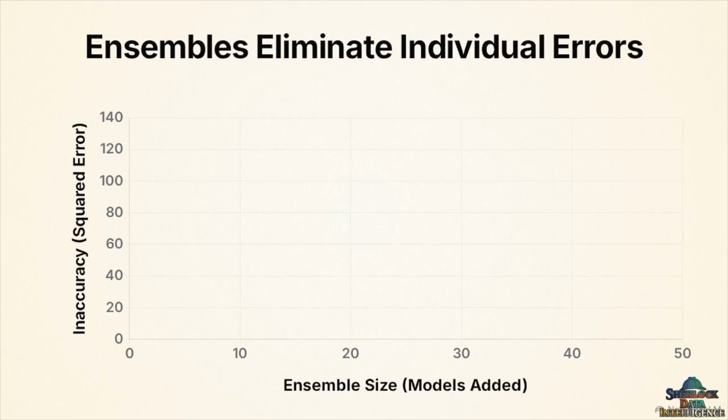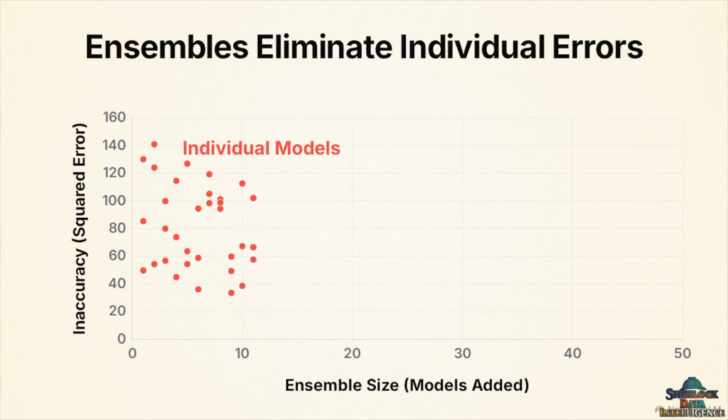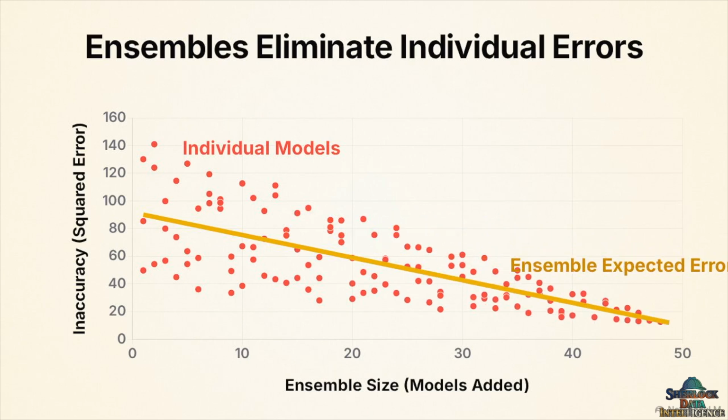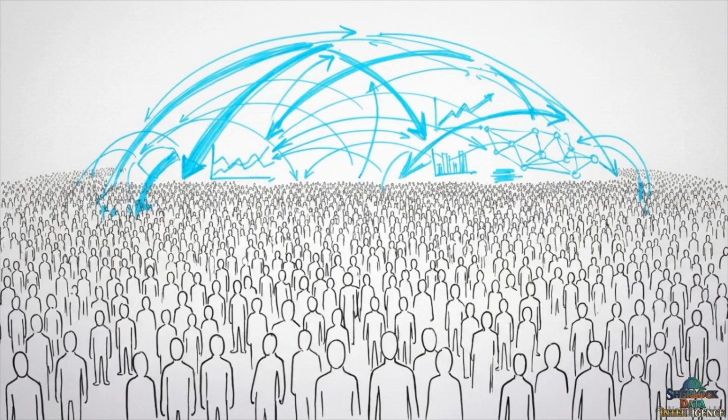If your models make independent, uncorrelated mistakes, the expected squared error of the entire ensemble decreases linearly as you add more of them. The math dictates that their individual errors cancel each other out. It reveals a philosophical rule of ensemble methods. Many observers, judging independently, are rarely wrong together.